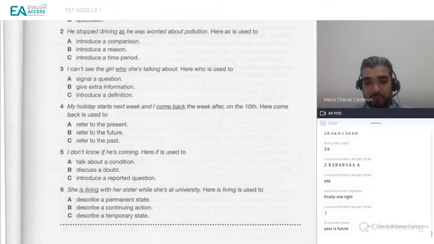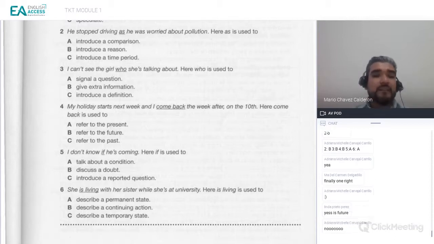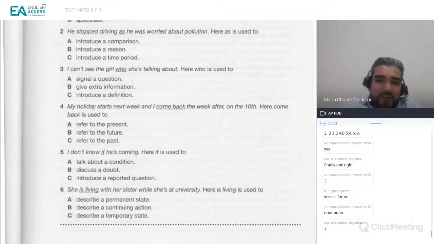"I don't know if he's coming." If is used to talk about a condition, discuss a doubt, or introduce a reported question. The answer is B, ladies. Good job, Linda. It's a doubt. I don't know if he's coming. It's not a condition. I'm doubting. Come on, ladies. This is evident.